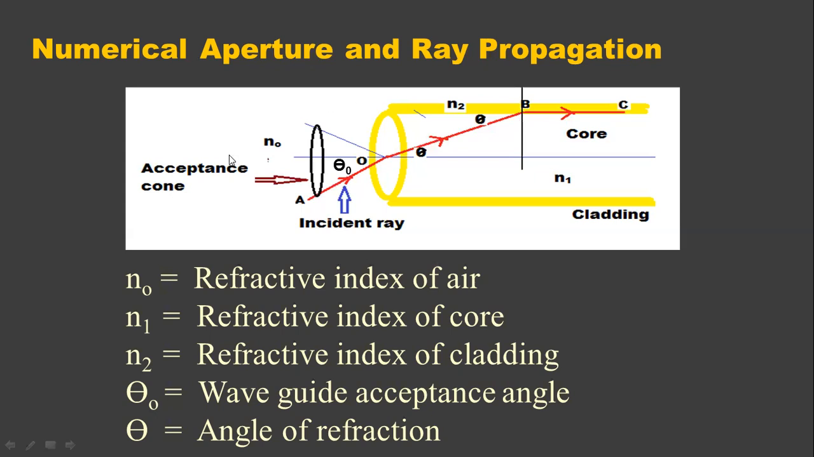Because of that reason, this cone formed by rotating this light vector AO about the axis of the optical fiber is called the acceptance cone. So this is the incident ray. At point O, the ray enters the optical fiber with an angle theta naught. This is theta naught.